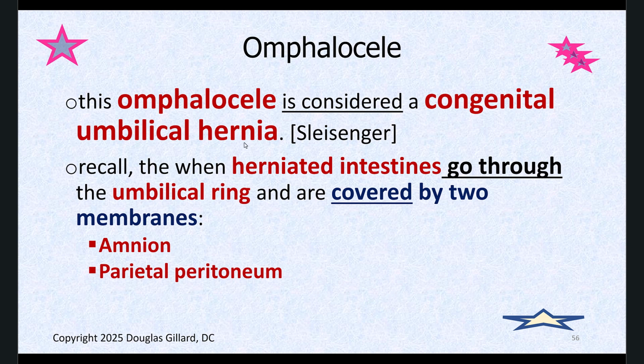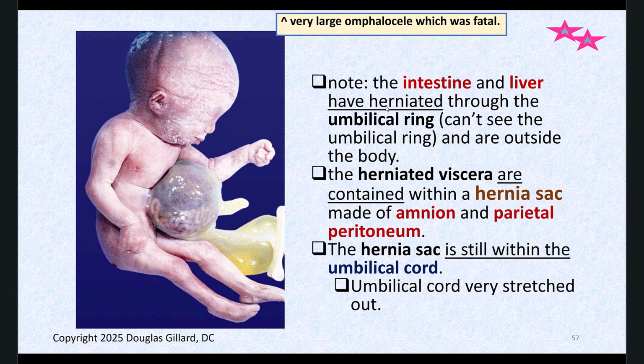Considered a congenital herniation, meaning from birth. Where I said this, herniated intestines go through the umbilical ring, covered by membranes, amnion, parietal peritoneum. Sometimes it can be more severe, and it's often not compatible with life. When the liver is herniated out, we can't see the bare spots on the opposite side of this. Pretty tough to stay alive like that.